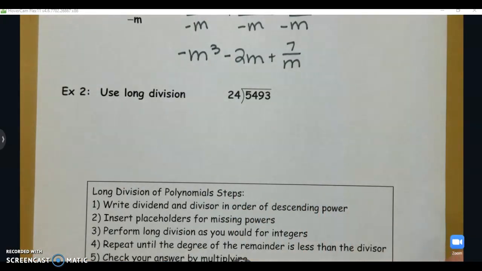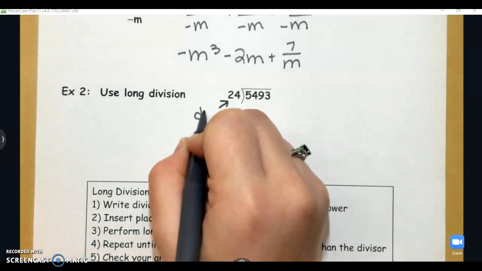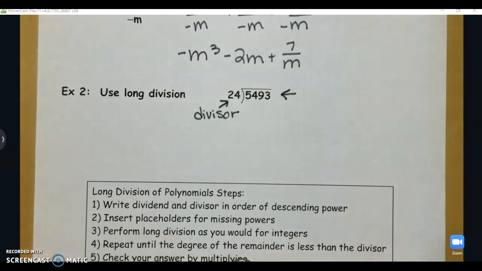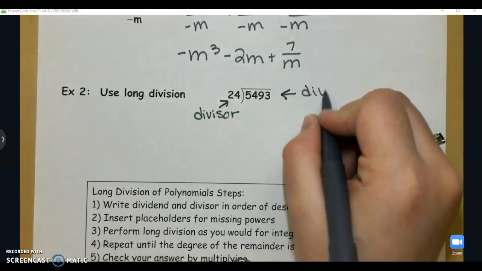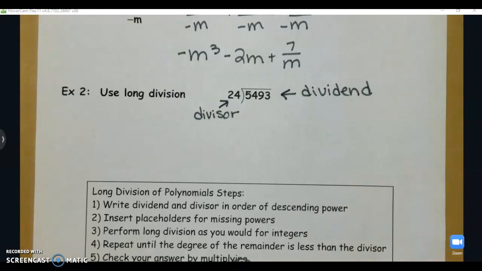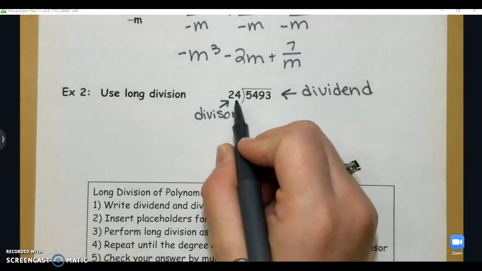So I'm going to give you a second to make a guess which is which. So 24, that would be your divisor. And the number under the arch, whatever you want to call it, is your dividend. Okay, so remember the process for long division. I'm dividing 5,493 by 24.